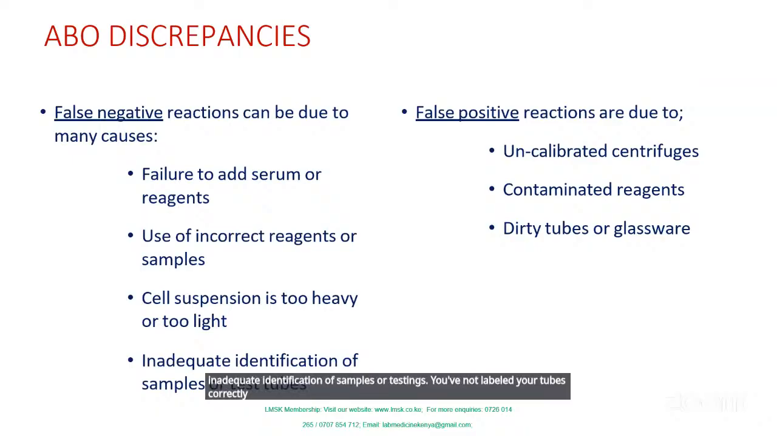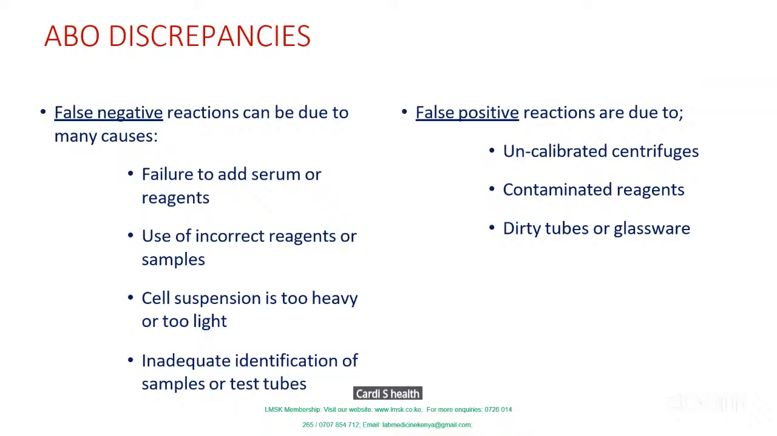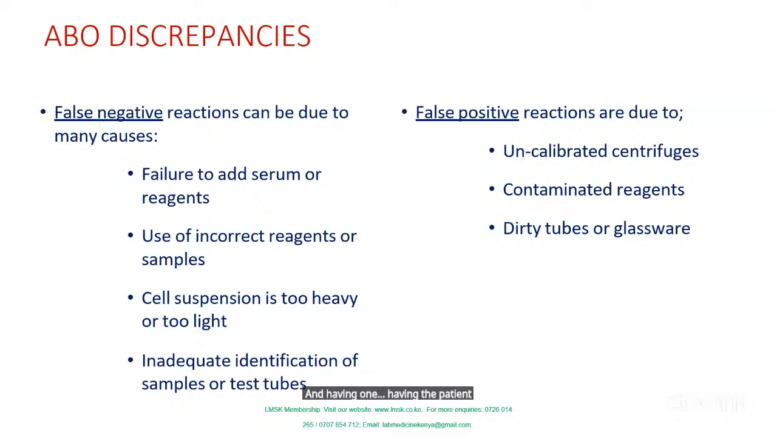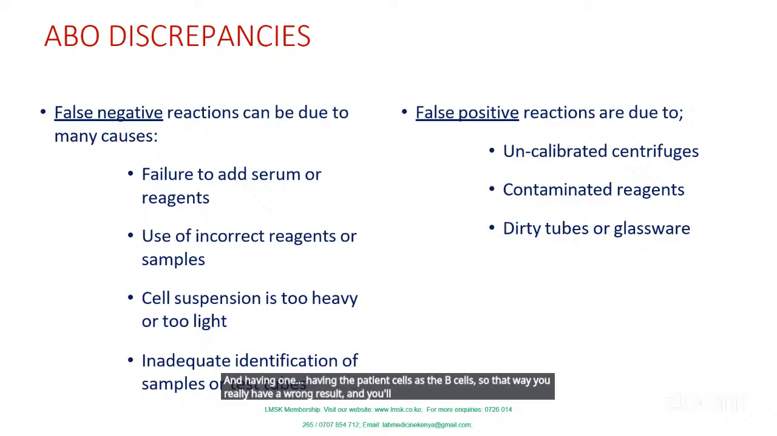You're supposed to label them. Whatever carries A cells should clearly read as A cells, and whatever has B cells should clearly read as B cells. The patient cells should also be correctly labeled so that you don't interchange the three. Those are very key, because if you interchange them, you might end up using the B cells as the patient and the patient cells as the B cells. That way you will really have wrong results and you'll give a wrong blood group in the whole thing.